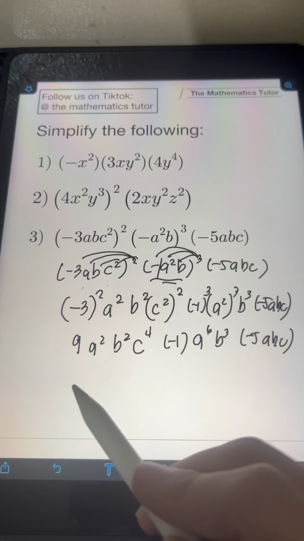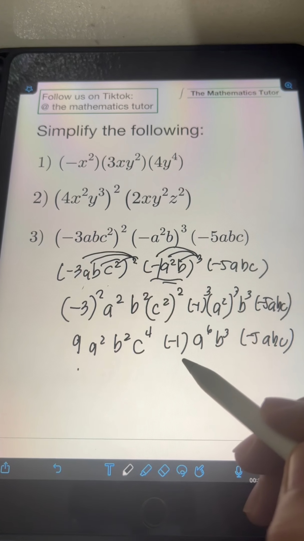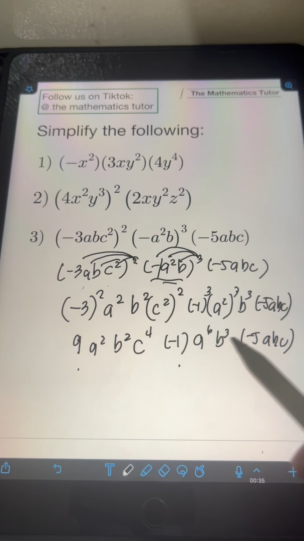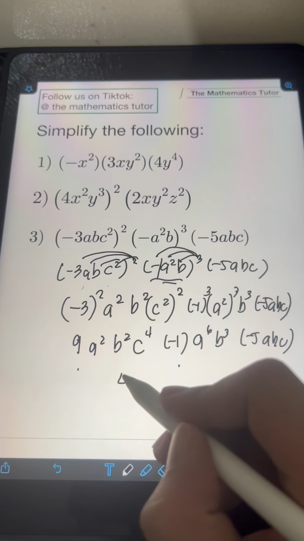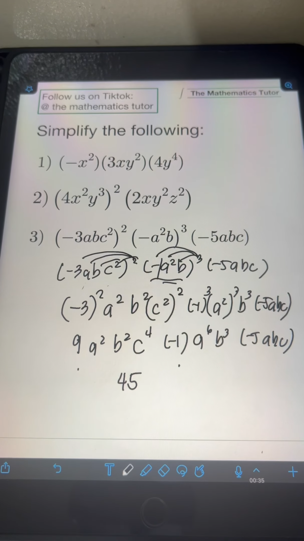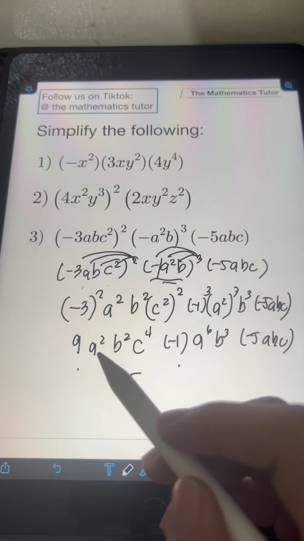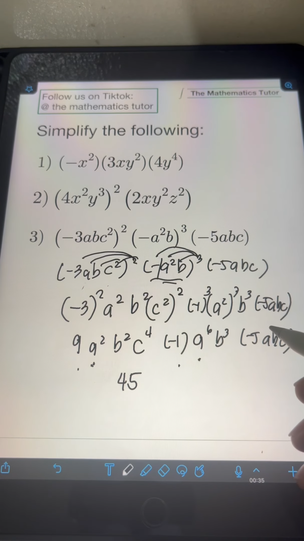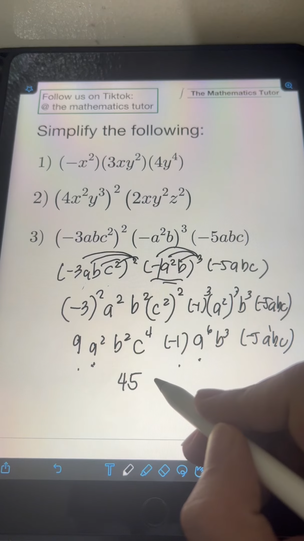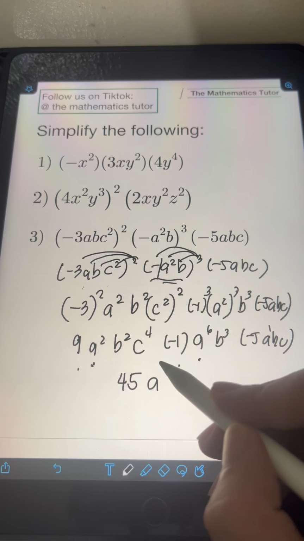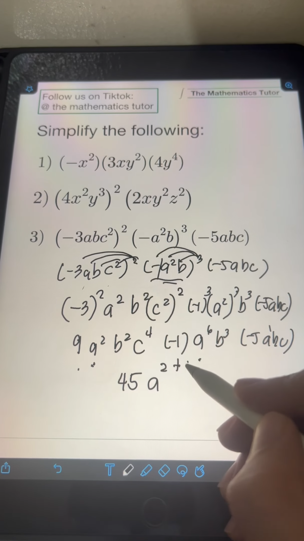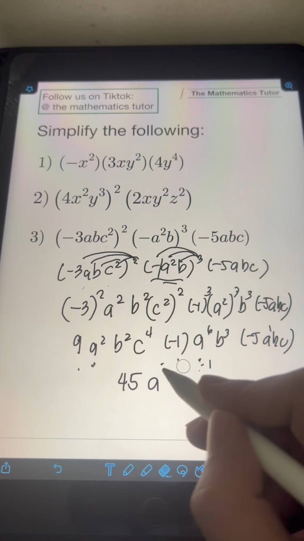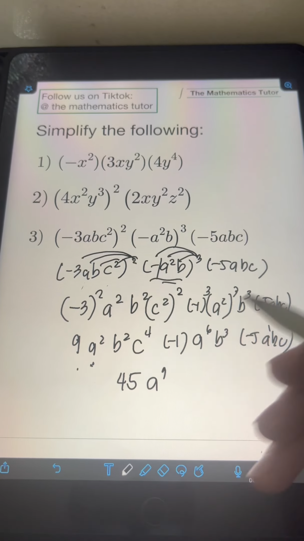So we can multiply first the constants. We have 9 times negative 1 times negative 5. 9 times negative 1 first is negative 9, then times negative 5, it will be positive 45. Then for the variables, apply the law of exponent. Let's multiply first a squared times a to the 6th and a to the 1st. Add the exponents: 2 plus 6 plus 1 is positive 9. So we have a raised to the 9th power.